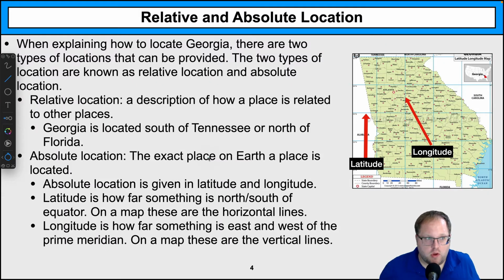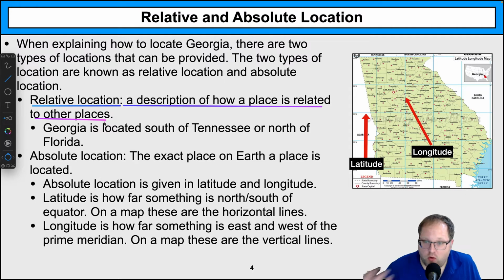Relative and absolute location. When explaining how to locate Georgia, there are two types of locations that can be provided to someone. The two types of location data are known as relative location and absolute location, and you need to know the difference between these two things. A relative location is a description of a place in relation to another place. So, for instance, we could say that Georgia is located north of Florida, because Florida is another place, and we are saying that Georgia is located north of Florida.